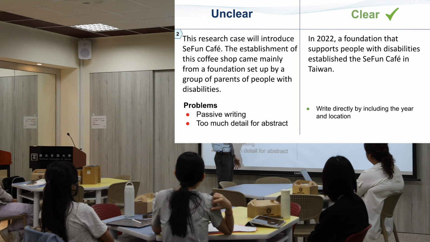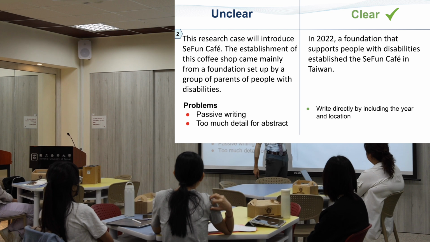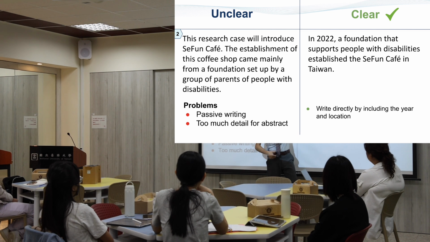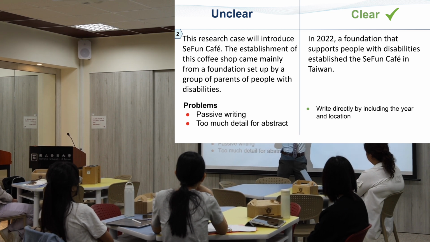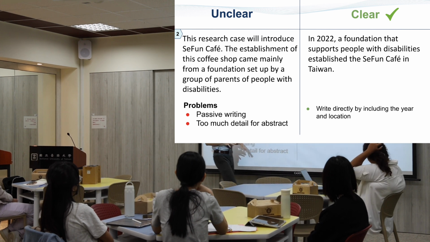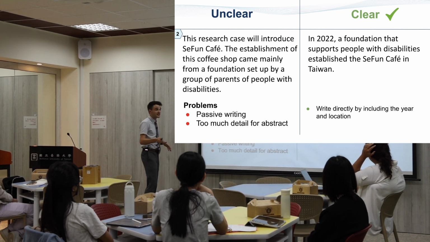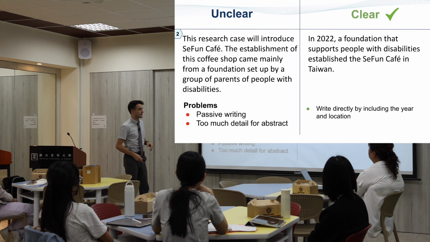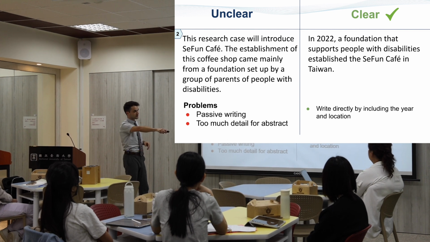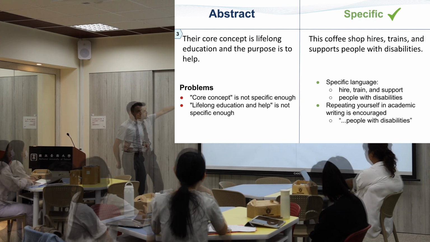I like the year because it focuses us. Is it recent? Is it a long time ago? If this was 2010, then this cafe is really experienced and we have a lot to learn. If it's 2022, it's a new cafe and they're still struggling to get the process right. So the feeling about the cafe changes based on the year, and that's why the year is important. Write directly by including the year and location.